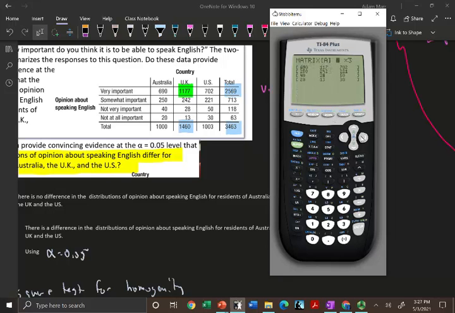Okay, 690. Oh, here it is. The problem with this, obviously, the virtual calculator, is that sometimes it does not enter stuff in correctly as I punch it in. 1177, 702, 250, 242, 221, 40, 28, 50, 20, 13, and 30.